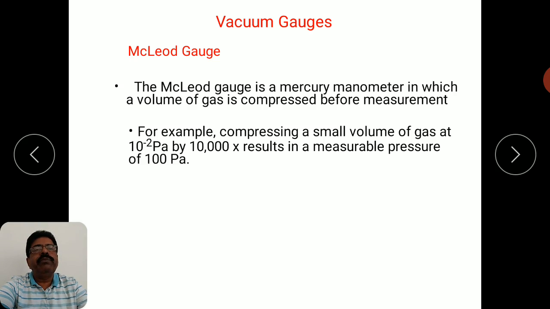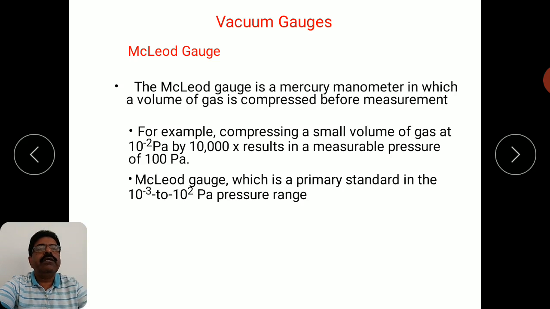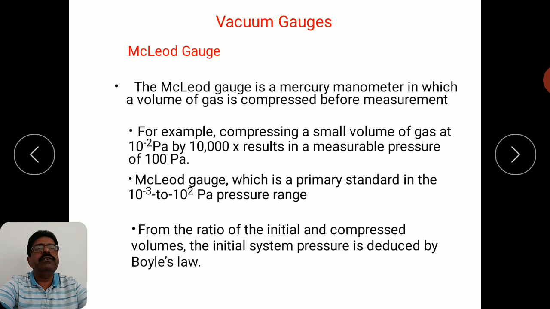So instead of measuring a pressure of 10 raised to minus 2 Pascal, what is done? The gas is compressed by 10,000 times. The pressure will become 100 Pascal and now you will be able to measure it. This is the actual principle of how the McLeod gauge works. This is the primary standard in the 10 raised to minus 3 to 10 raised to 2 Pascal pressure range, which may be the operating range of this McLeod gauge.